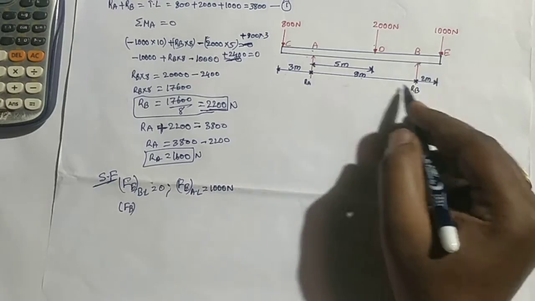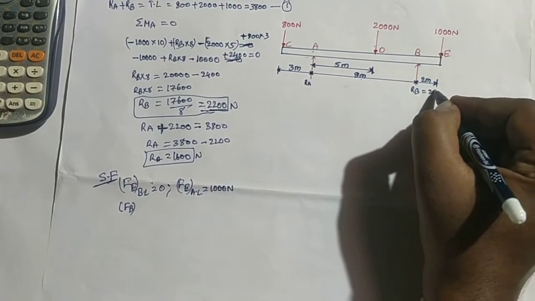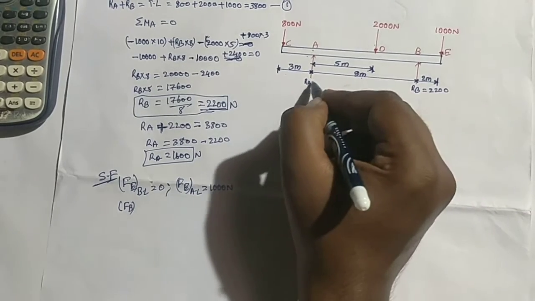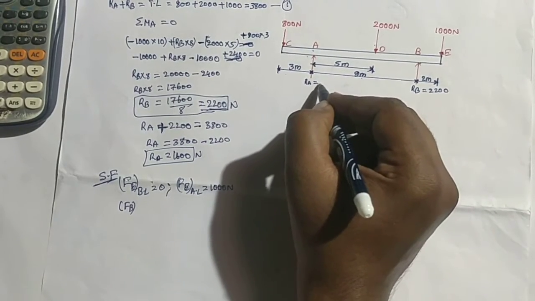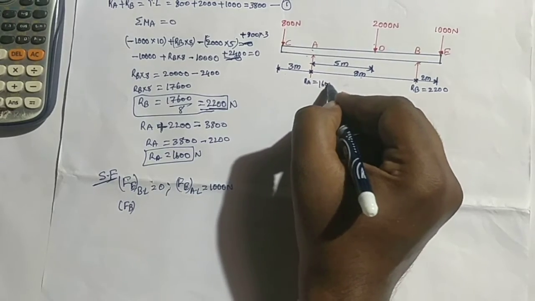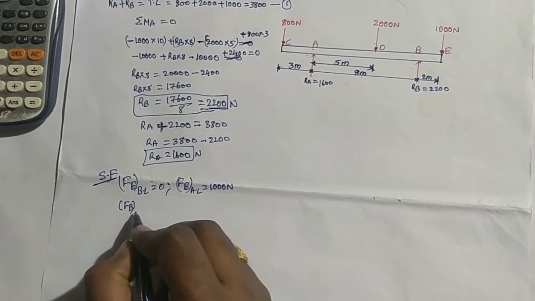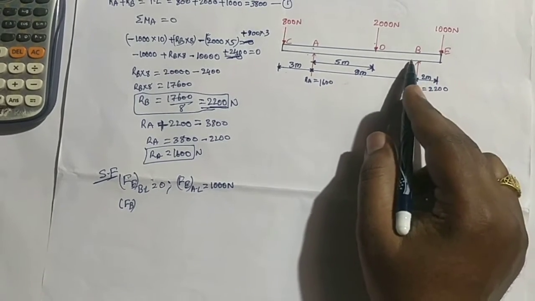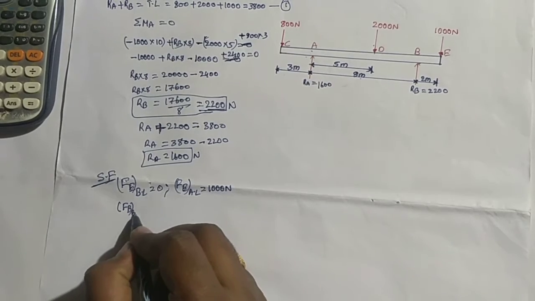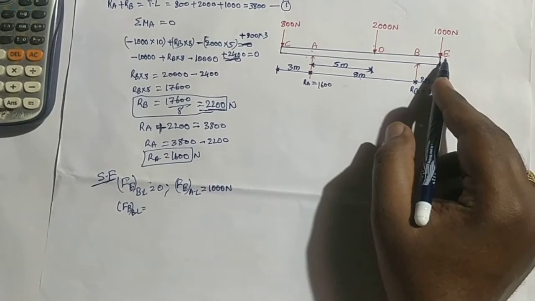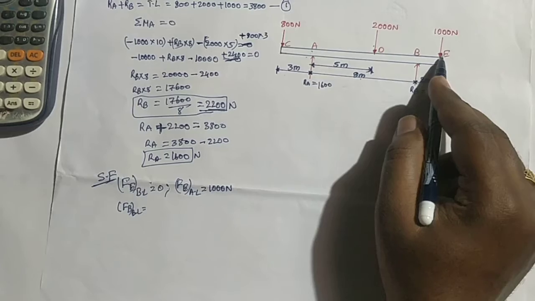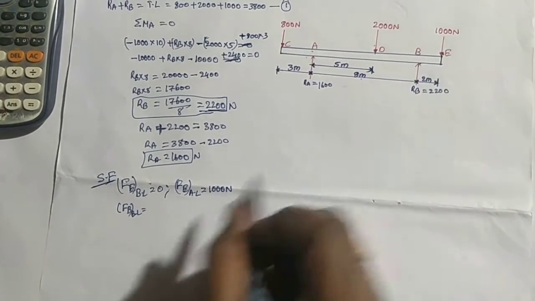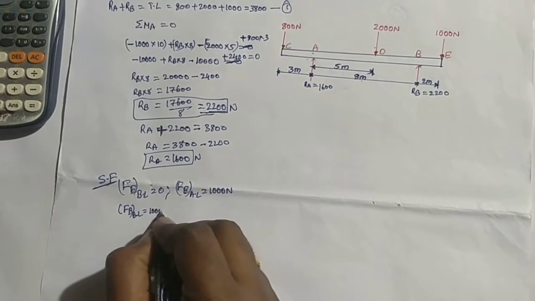At point B, the reaction force is 2200 newtons. Next, shear force at point A: the reaction force at point A is 1600 newtons. So for the shear force at point B, acting with the reaction force, we need to consider before and after load. Before load, whatever load is acting on point E, by considering the 1000 newtons, the same value we will get here, that is 1000 newtons.